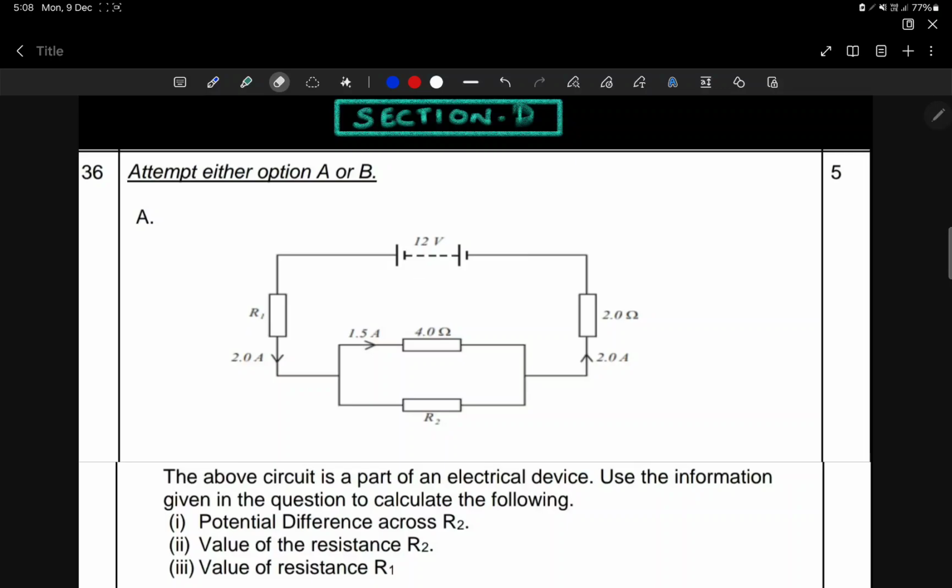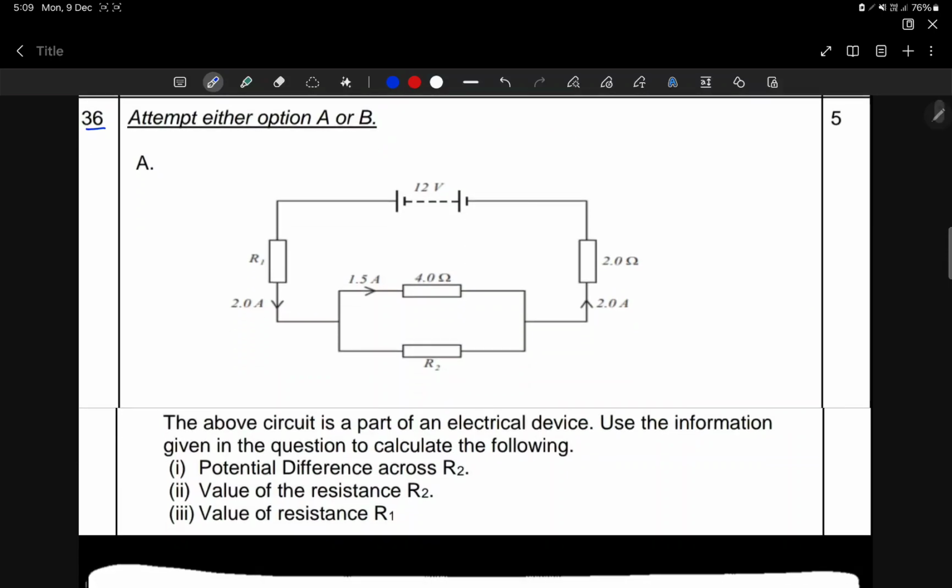And in today's class, we will discuss the physics question that is available in section D of class 10 CBSE sample paper 2024-25. So, section D starts from question number 36. In this question, the figure is given. It is mentioned the above circuit is a part of an electrical device. Use the information given in the question to calculate the following.